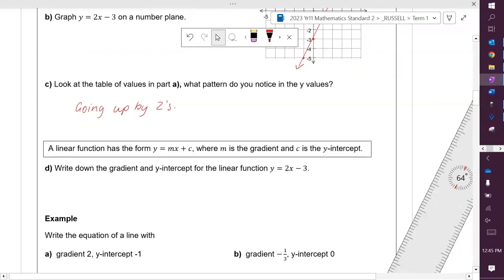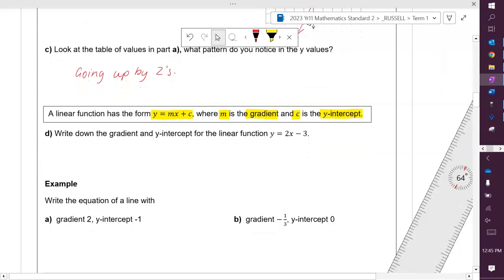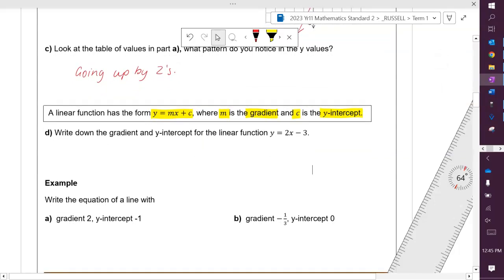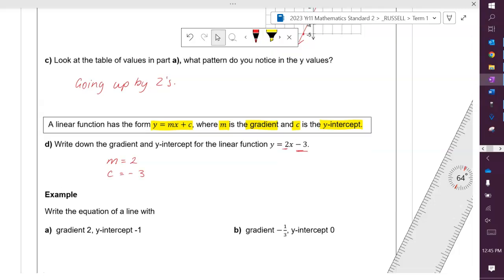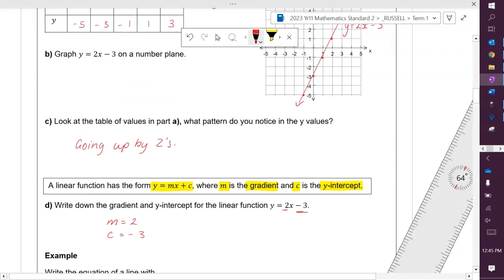A linear function has the form y equals mx plus c, and that's our standard formula, where m is the gradient and c is our y-intercept. We use c because we use y as our starting part to my function. So write down the gradient and y-intercept for the linear function y equals 2x minus 3. m, which is our gradient, is 2. And c, which is my y-intercept, is negative 3. We could see that our line crossed our y-axis at negative 3. And the gradient is simply telling me for every one across, how many am I going up?